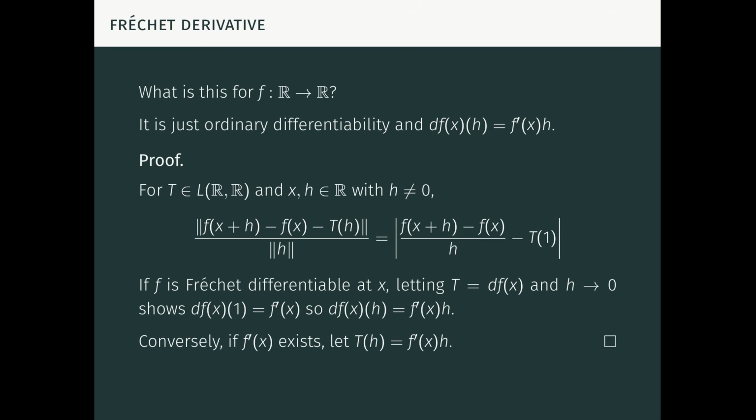Conversely, if f prime of x exists, we can just let t of h be f prime at x times h. We can then show, using the above equality in the reverse direction, that t satisfies all of the properties required of the Frechet derivative of f at x.